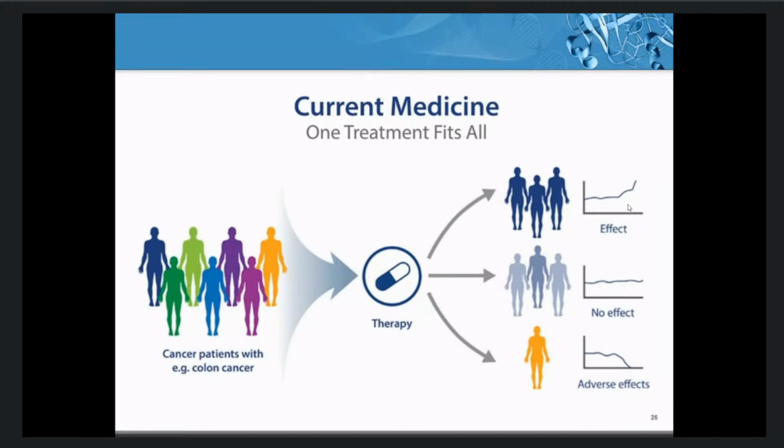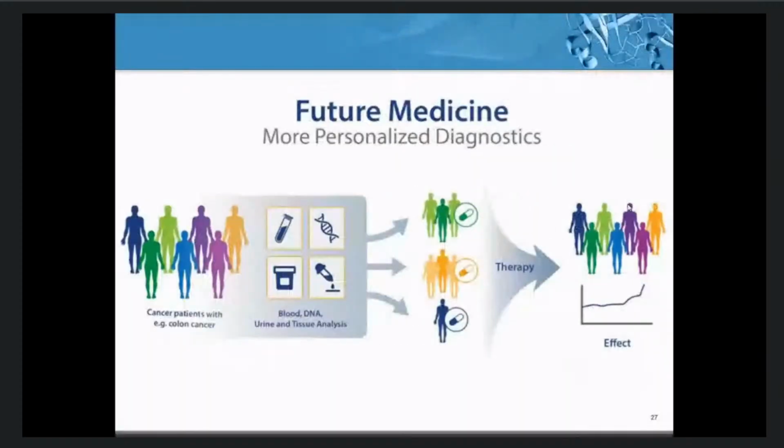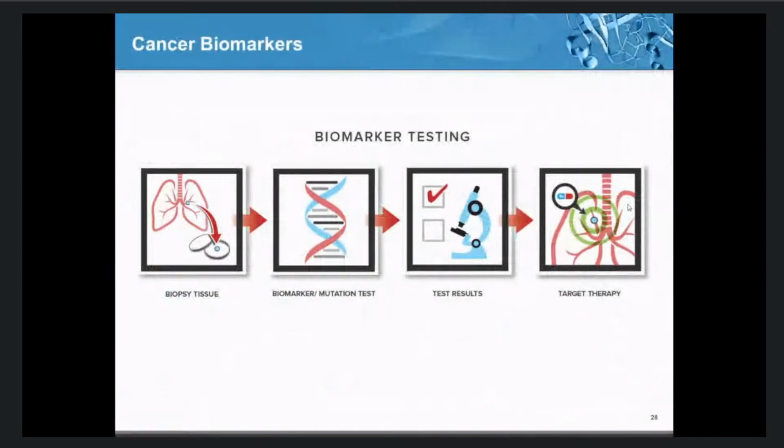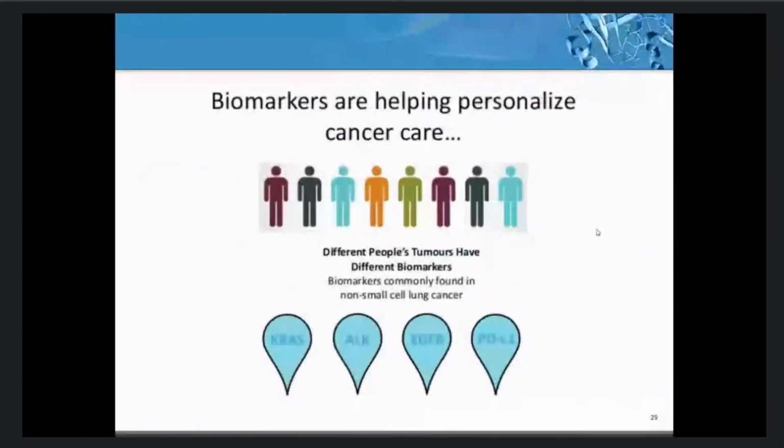So here, let me go on with this. We usually check for the biomarker study, where we get the biopsy samples, identify the mutations, get the results, and see exactly which drug can be given. This is how we give the treatment. Biomarkers really help personalized cancer care, and they can be from KRAS, ALK, or EGFR. The example given here is specifically for small cell lung cancers.